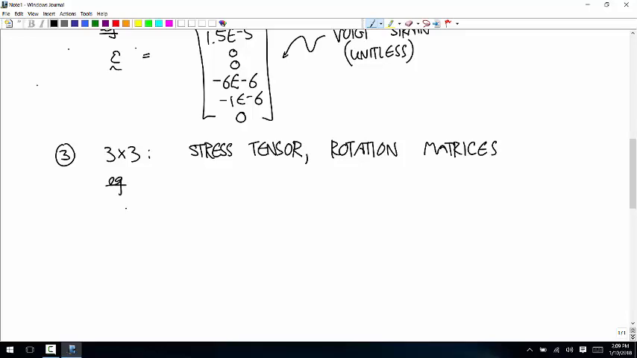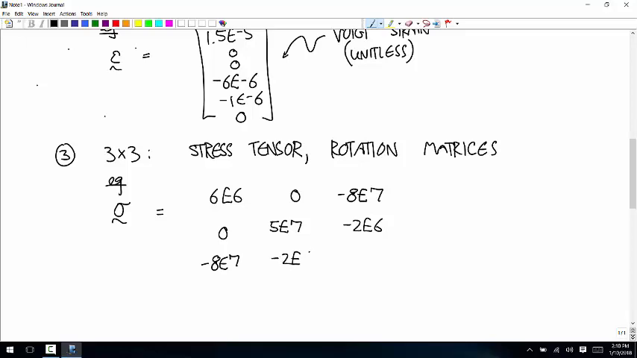For example, a stress tensor might look like this: 6 times 10 to the 6, 0, negative 8 times 10 to the 7, 0, 5 times 10 to the 7, negative 2 times 10 to the 6, negative 8 times 10 to the 7, negative 2 times 10 to the 6, negative 5 times 10 to the 7. And the SI units for stress are pascals.